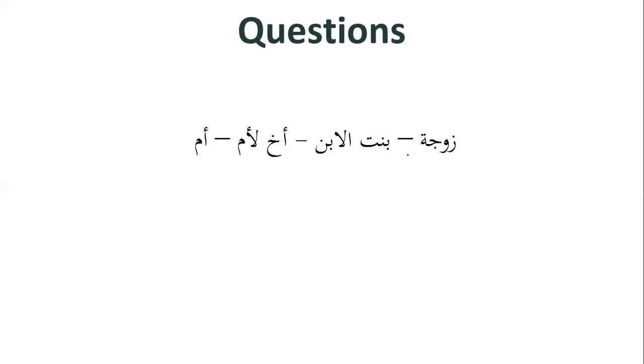In this question, the bint is present, the bintul ibn, and so the zawja will receive 1/8 of the inheritance. The akh li ummin will be mahjub.